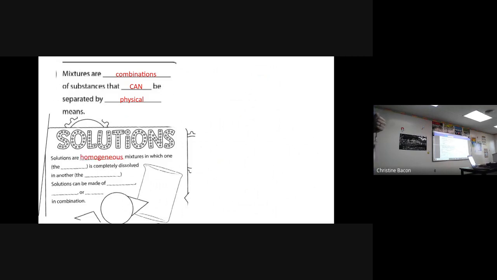So first you have solutions. Solutions are homogeneous mixtures in which one, the solute, is completely dissolved in another, the solvent. Solutions can be made of solids, liquids, or gases in combination. So our example here is salt water. You have the solvent, which is water, and you add the salt, which is the solute. The salt is completely dissolved in the water, and it becomes a homogeneous mixture called a solution.